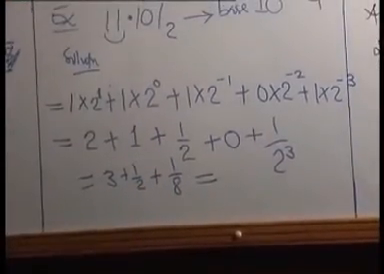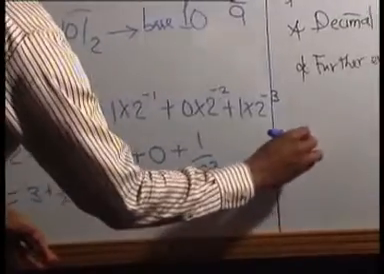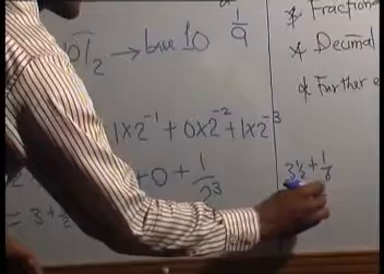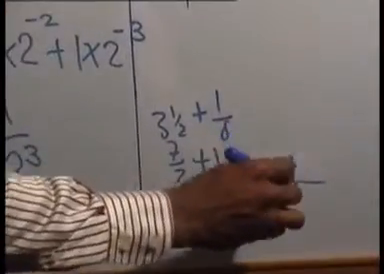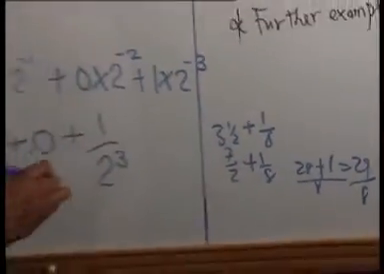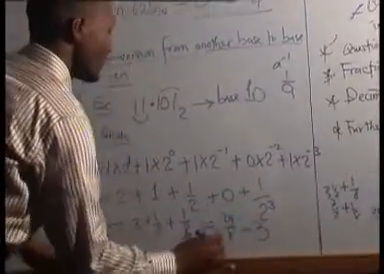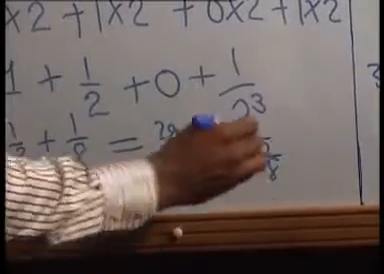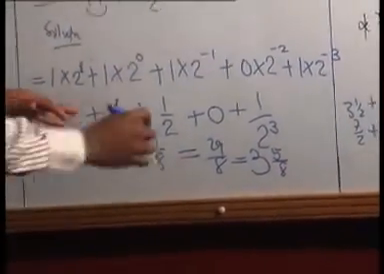So we are going to quickly have this. 3 plus half is 3 and a half. 3 and a half plus 1 over 8. So this one is 7 over 2 plus 1 over 8. You have 8, plus 1. So this one is like 29 over 8. So you have 3, remaining 5 over 8, in base 10.